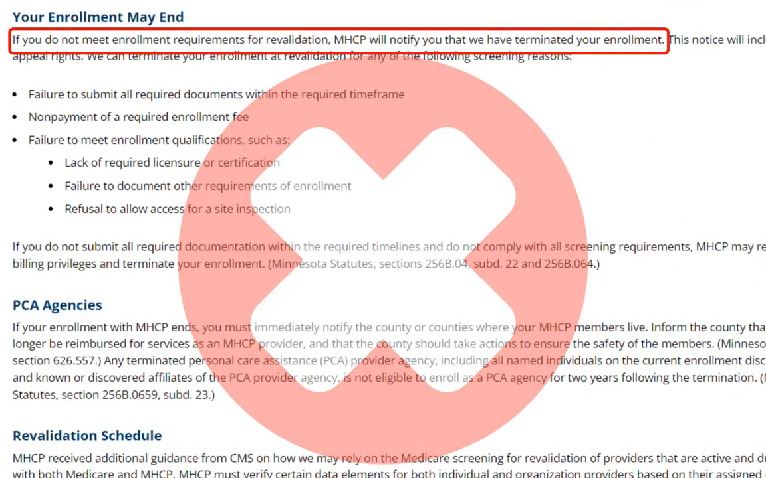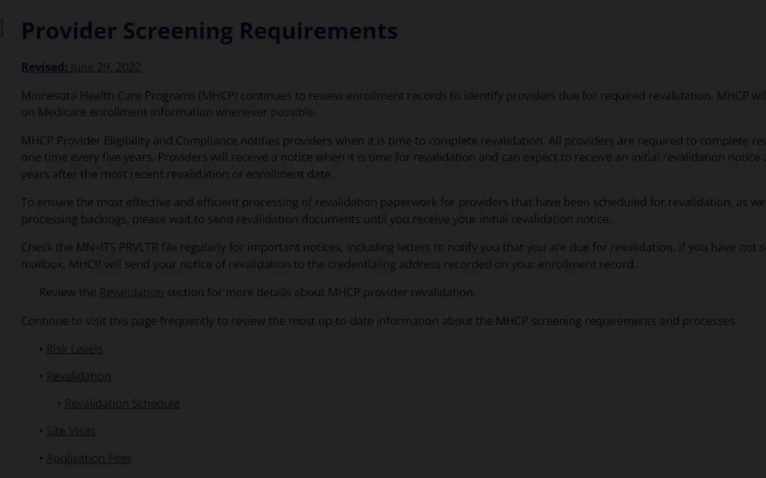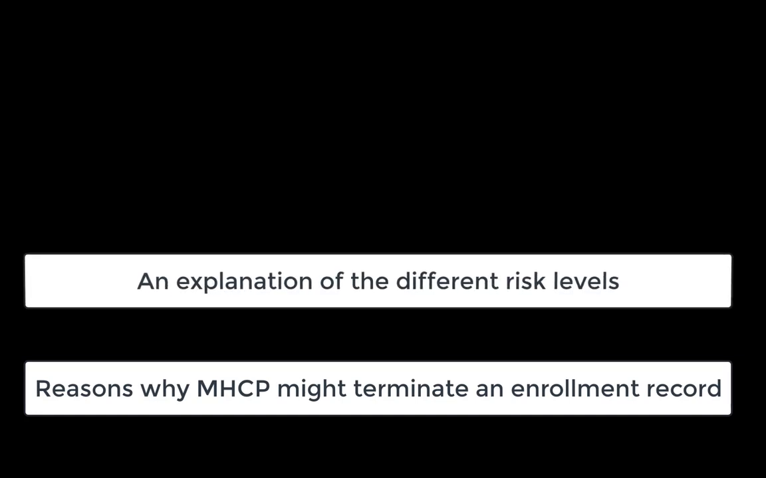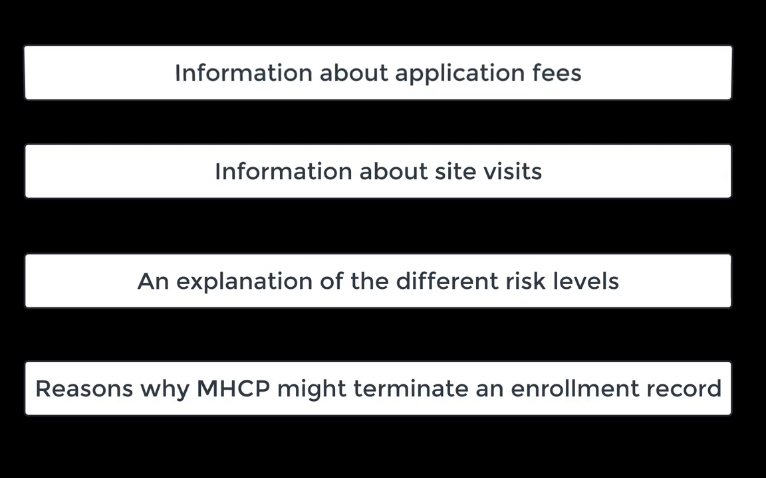terminate their enrollment record. You can find more detailed information regarding the revalidation process in our MHCP Provider Manual in the Provider Screening Requirements section, including the following: reasons why MHCP might terminate an enrollment record, an explanation of the different risk levels, information about site visits, and information about application fees.